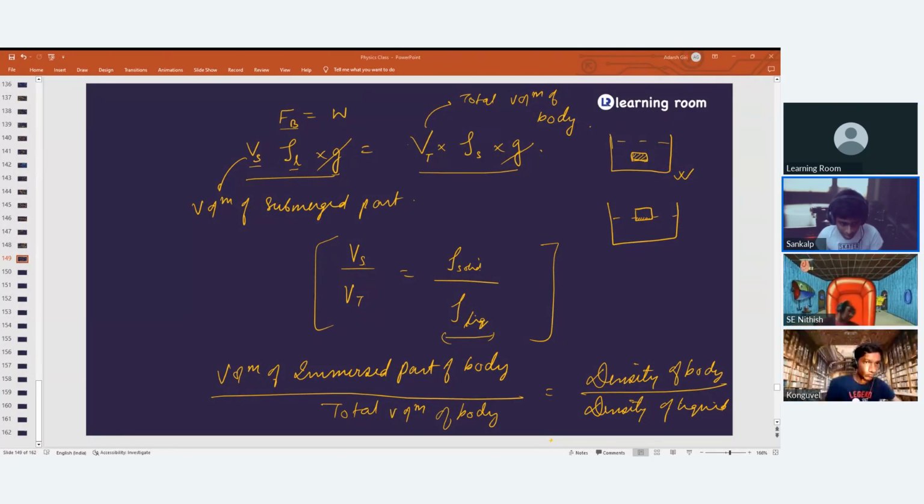So it's volume of mass of submerged part. Volume of mass, what does that mean? Write down everything. What is V of M, sir? Volume. There is no V of M. If you understand it, you need to write that small: volume of immersed part of body.